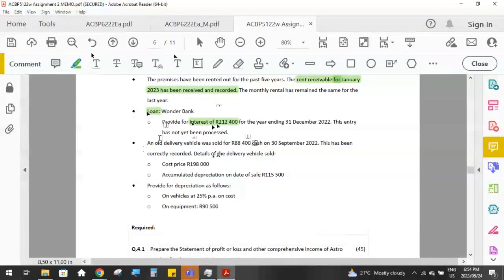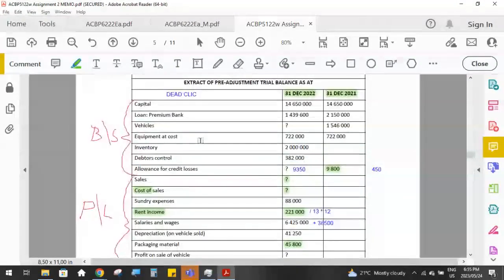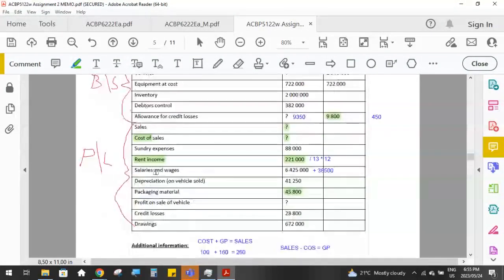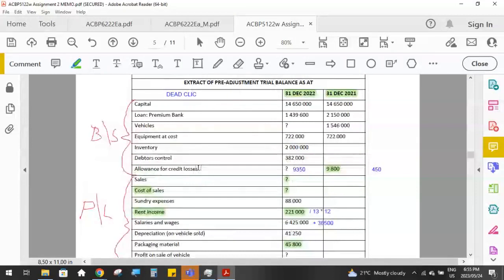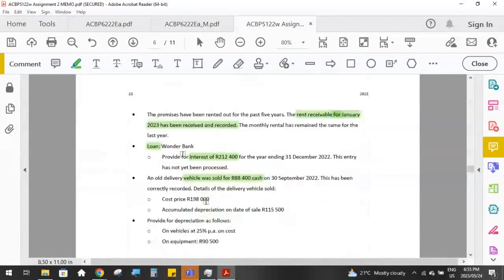An old delivery vehicle was sold for 88,400 cash. So 88,400 is what was received into our bank account. This has been correctly recorded. So that cash is recorded in our bank. Where's our bank account? Capital, loan, vehicles, interesting. Has been correctly recorded.